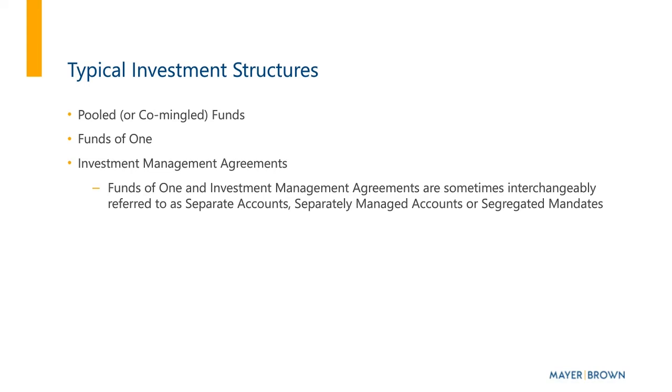So, the typical investment structures that are used by UK pension schemes are pooled funds, which are often called commingled funds, funds of one, and investment management agreements. There is, of course, lots of jargon used with investments, and so you may have heard of funds of one and investment management agreements being referred to as separate accounts, separately managed accounts, or segregated mandates. Tim is going to talk to you about pooled funds and funds of one, and then I will describe investment management agreements.